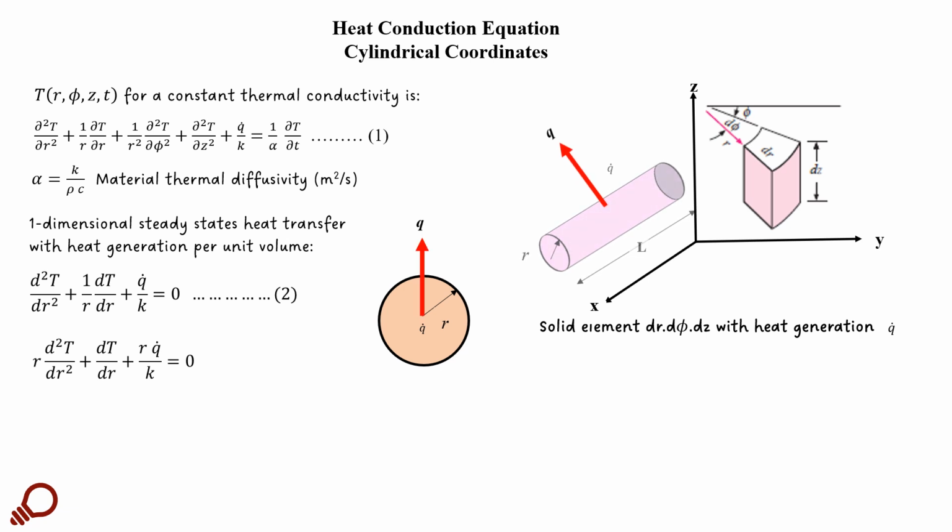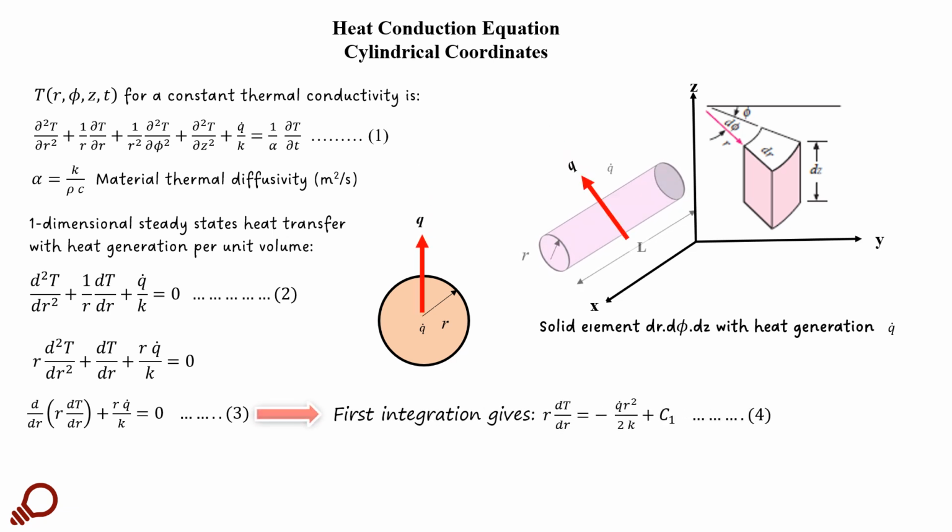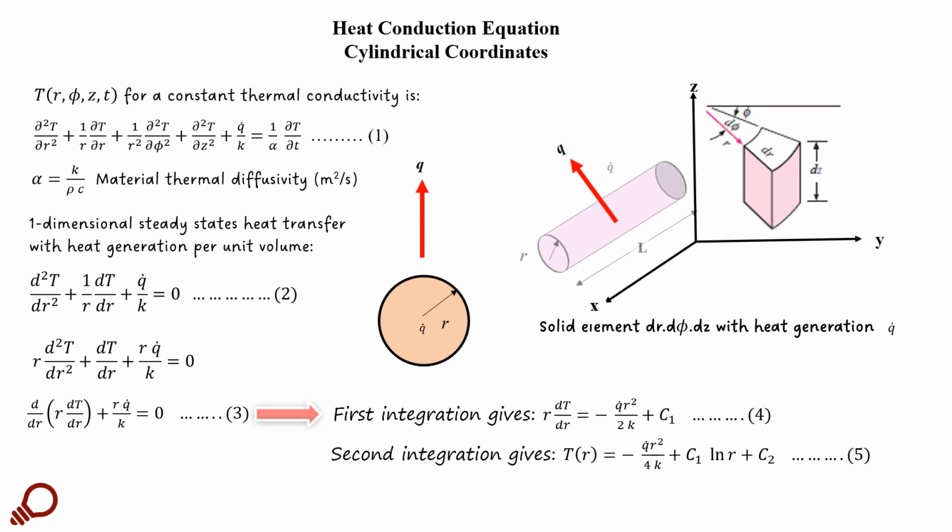This equation can be represented in a form that multiplies all these terms by r. Then we have the mathematical expression d by dr of (r dT by dr) plus r q dot divided by k equal to 0, and that will produce for the first integration r dT by dr equal to minus q dot r squared divided by 2k plus c1, which is represented by equation 4. And if we proceed for the second integration, then we will get T of r equal to minus q dot r squared divided by 4k plus c1 natural logarithm of r, plus c2, which is represented by equation number 5. And this equation, I will call it the magic equation for the cylindrical surface.